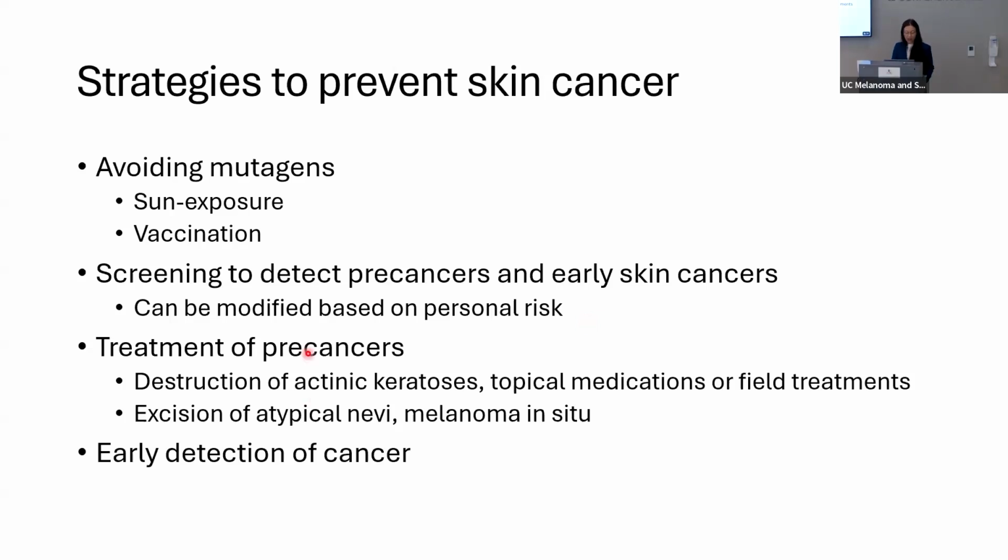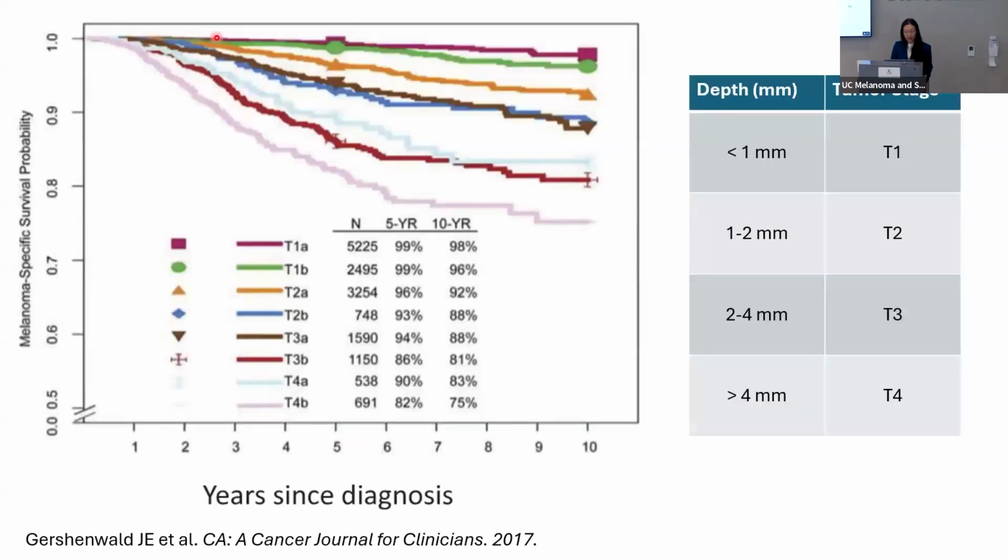Treatment of precancers, so destruction of things like actinic keratoses, excision of atypical nevi. Some people are now thinking of melanoma in situ as a pre-cancer, a pre-melanoma, so excision of those or topical treatments with immunotherapies, and of course, early detection. So we know for melanoma, the tumor stage, millimeters matter. 1 millimeter to 4 millimeters. It's a very small physical distance, but the survival rates for these different thicknesses of tumor are quite drastically different.